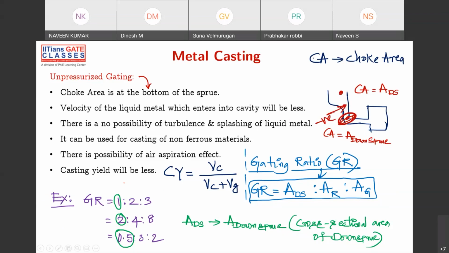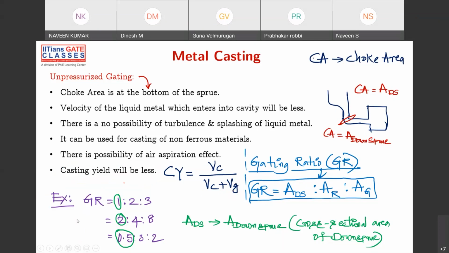So there might be a possibility of aspiration effect if you are not taking care of the sprue design properly. But yet you can avoid it by using some other techniques. Okay, and casting yield also. I already told you, casting yield means total volume of the casting and total volume that you are trying to pour into the liquid metal. Obviously, volume of the casting plus the gating elements that is getting freezed on. So here the casting yield also will be less.